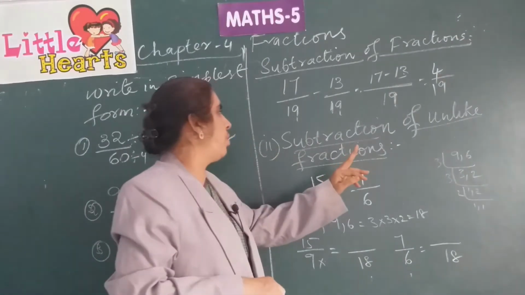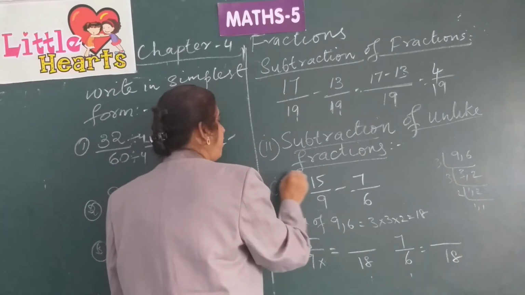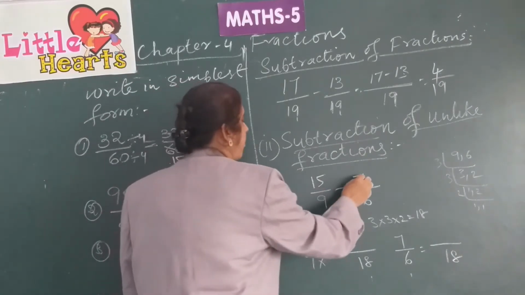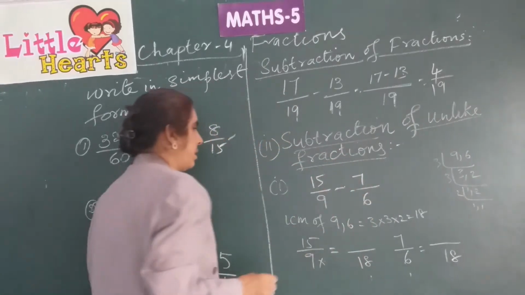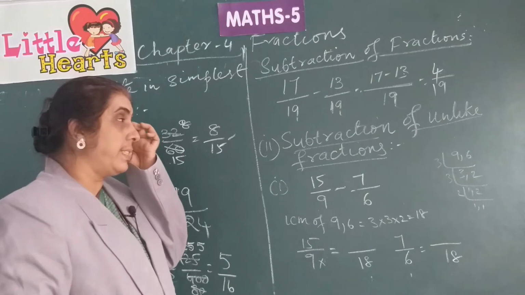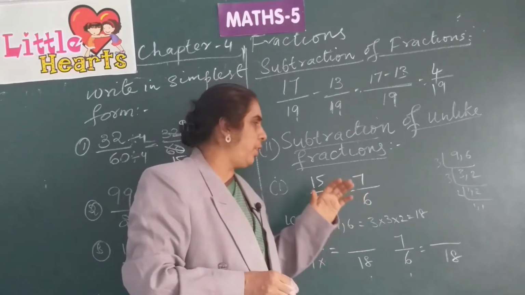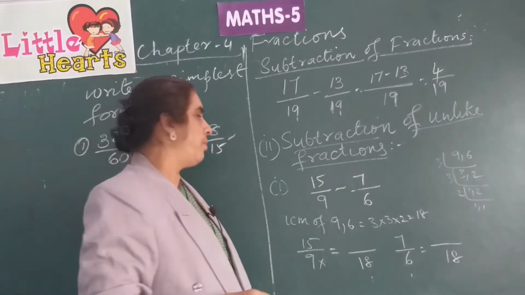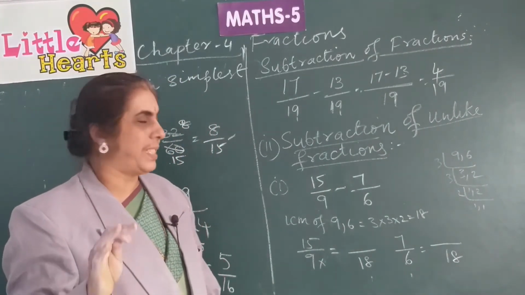Now subtraction of unlike fractions. Take the fractions 15 by 9 and 7 by 6. 15 by 9 minus 7 by 6. So just as in addition, if the denominators are different, you need to find the LCM of the denominators to make their denominators equal or same.